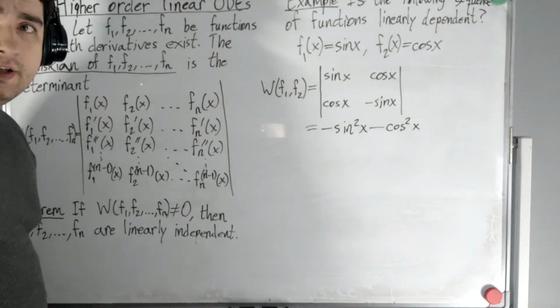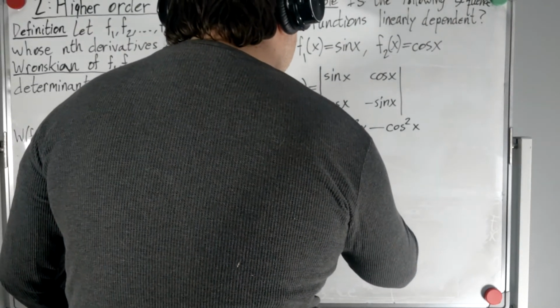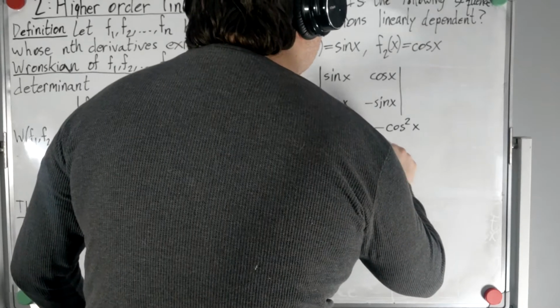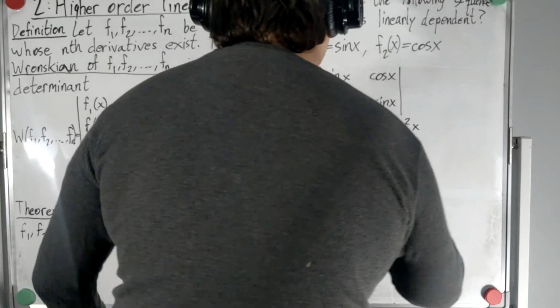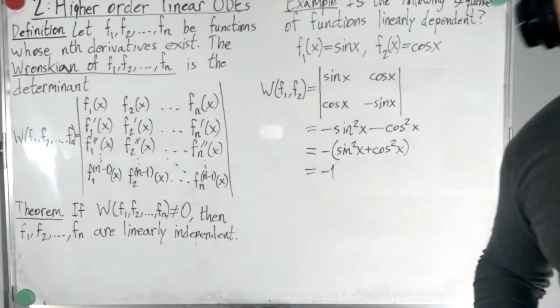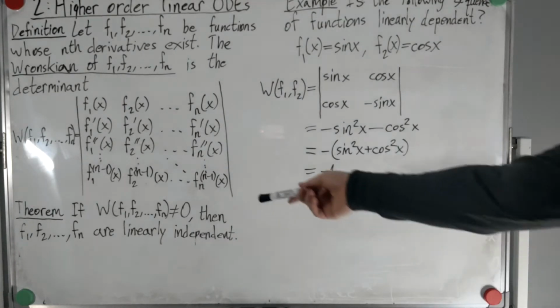Is that constantly zero? Well, no. In fact, this is just negative 1, because this is negative of sine squared x plus cosine squared x. So this is negative 1, which I'm pretty sure is not constantly 0. So that means that these two functions are indeed linearly independent according to the Wronskian.